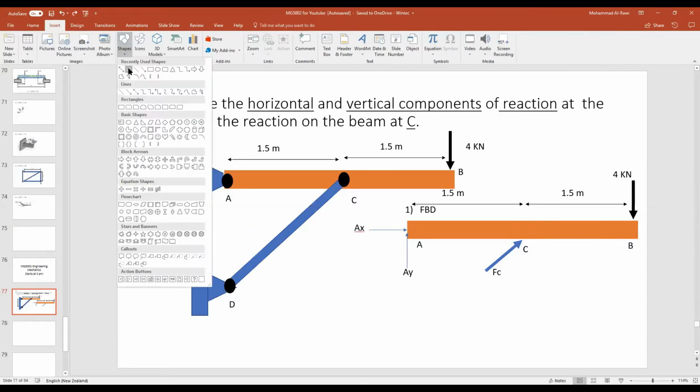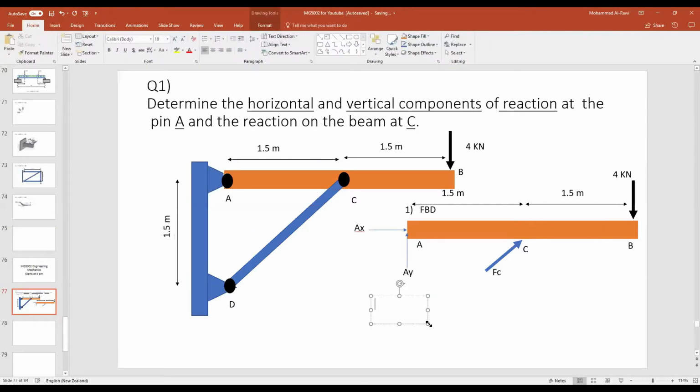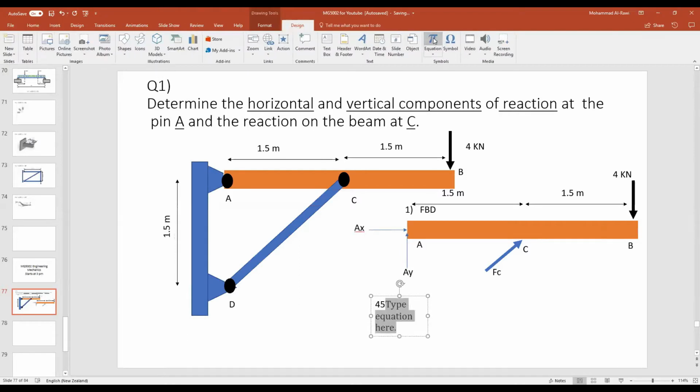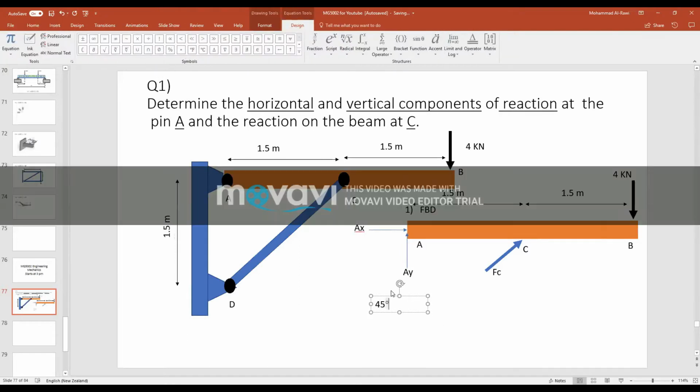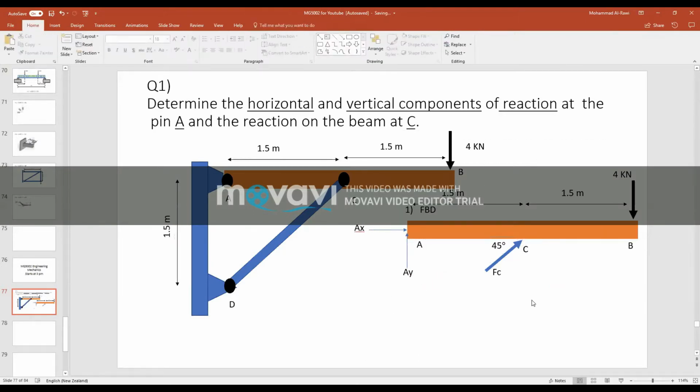Insert. This is a good day to learn how to use the equation editors, because in the future you need them when you write your reports. All right, so the angle is 45 degrees.